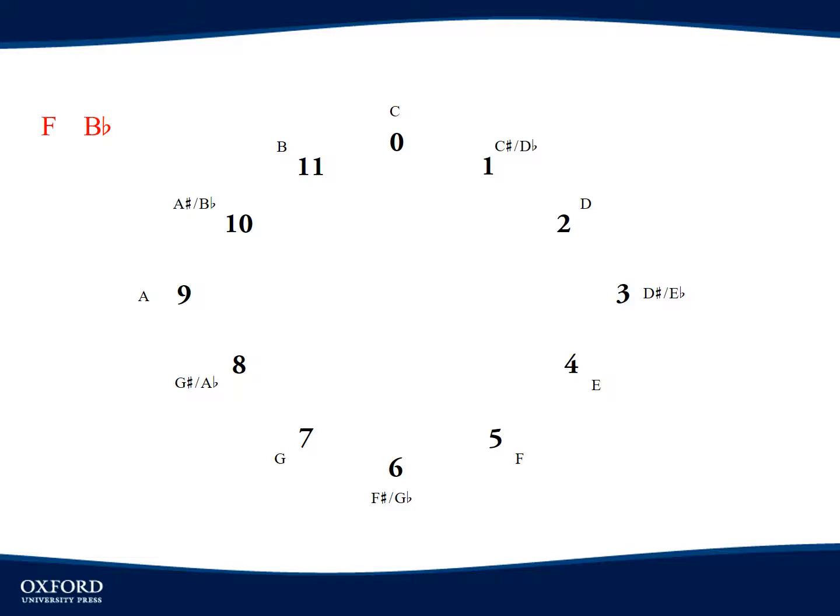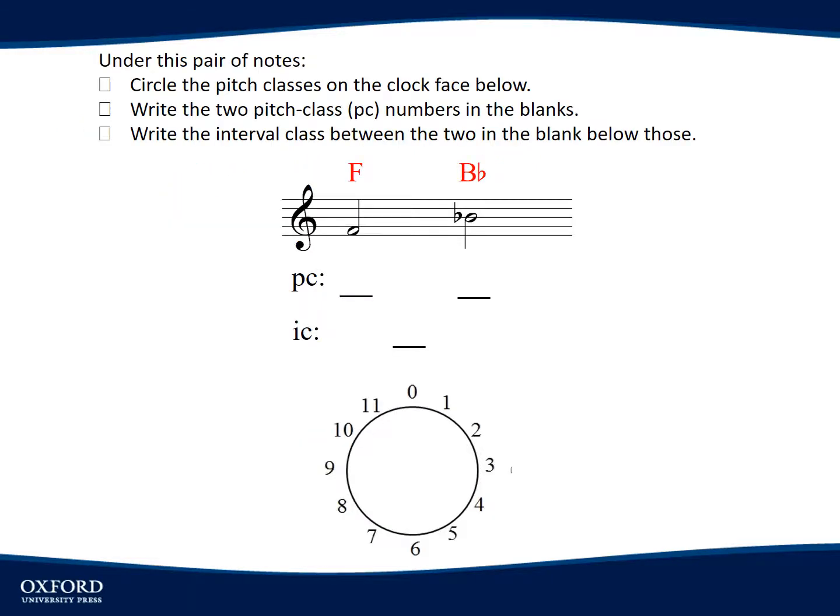In the interest of time, I've labeled this clock with pitch classes starting with C is 0 and moving up by half step. For a detailed look at clock faces, refer back to the video from the section on pitch class. We can see that the note F is pitch class 5 and B flat is pitch class 10. So now we've circled pitch classes 5 and 10 on the clock, completing step 1. Now we can write 5 for F and 10 for B flat in the blanks.